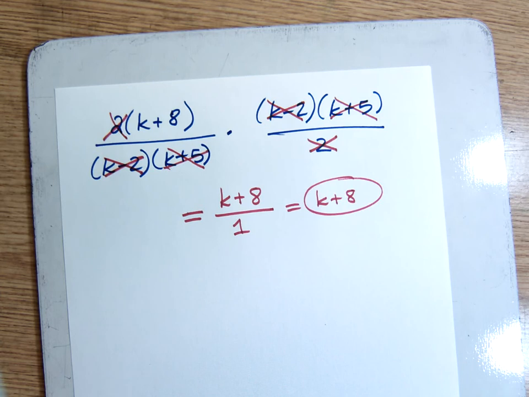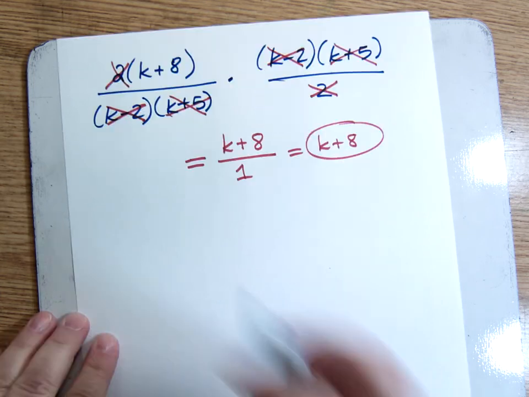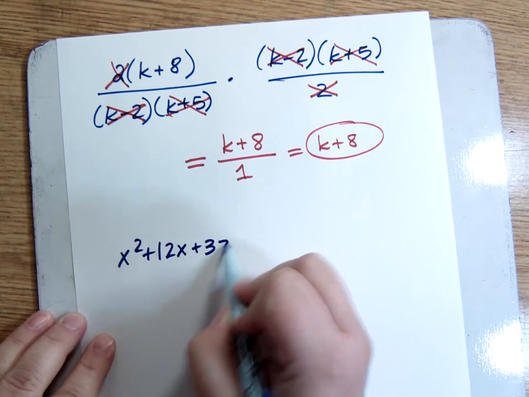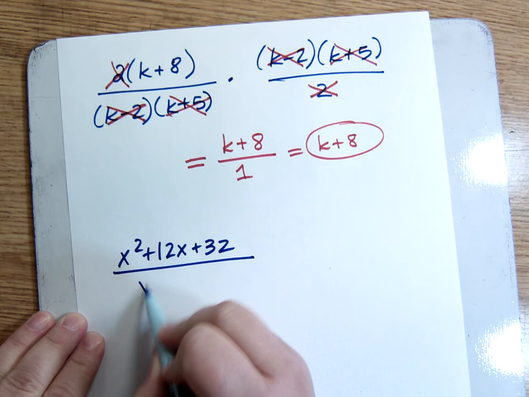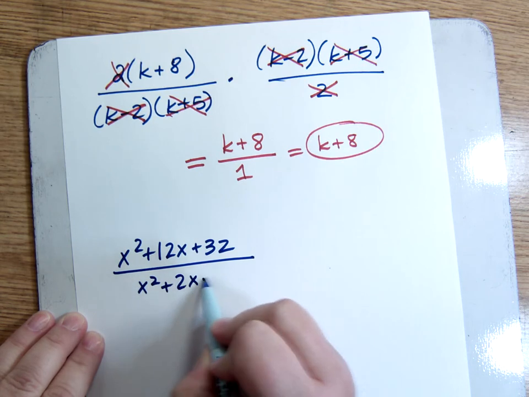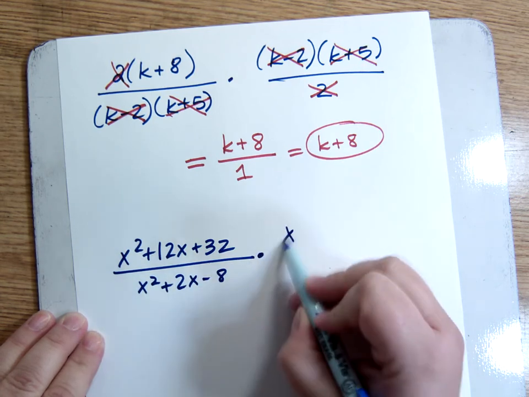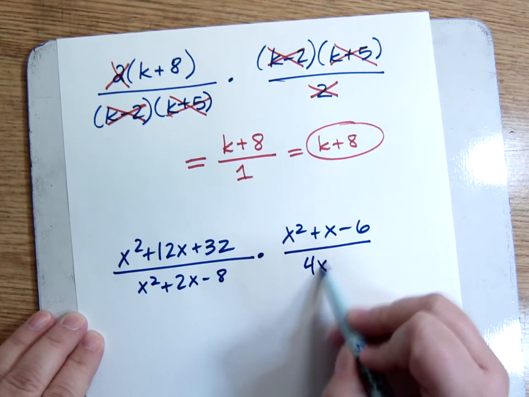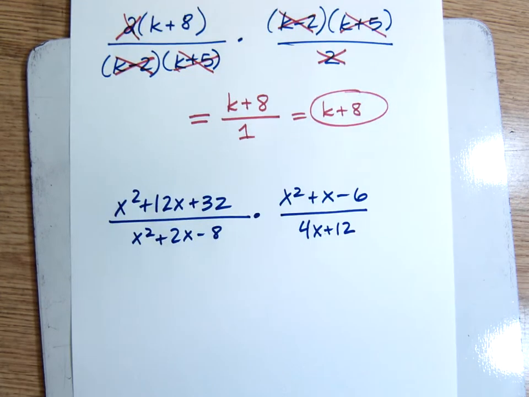Let's do another one like that. Let's look at a more complicated version. How about x squared plus 12x plus 32 over x squared plus 2x minus 8 times x squared plus x minus 6 over 4x plus 12. Okay, so we have a lot of factoring to do.